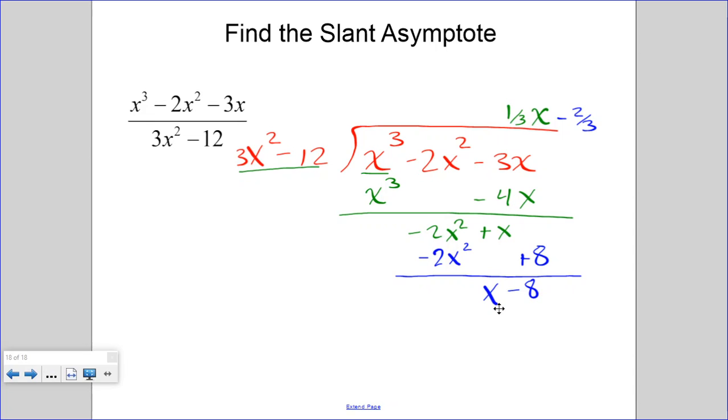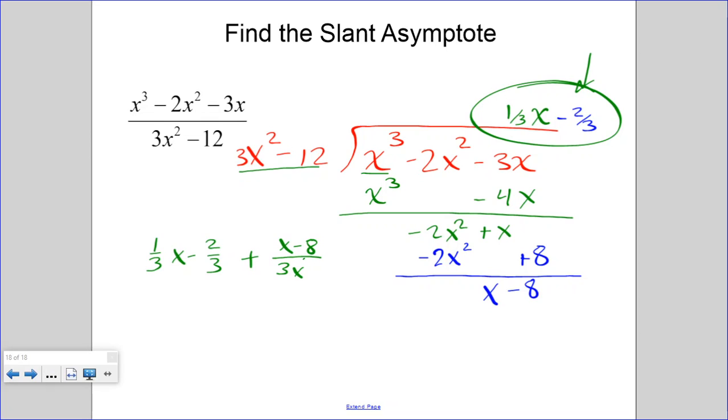So the quotient here, that is your slant asymptote. That negative 2/3 that you found is the y-intercept. You don't actually need the remainder, but if you wanted to write this out, you would write it out as 1/3 x minus 2/3, and then just like we did in the polynomials, plus x minus 8 over 3x squared minus 12.